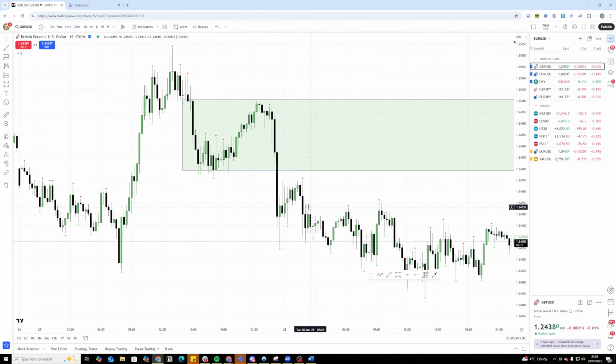So that was displacement. And because it left behind all this imbalance, so as I said about fair value gaps and stuff like that, that's imbalance, right? Look how much we left behind, and that's displacement, okay? So displacement is a strong close above or below sort of structure.